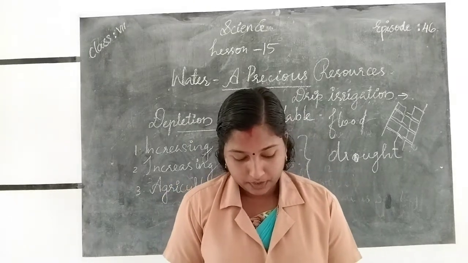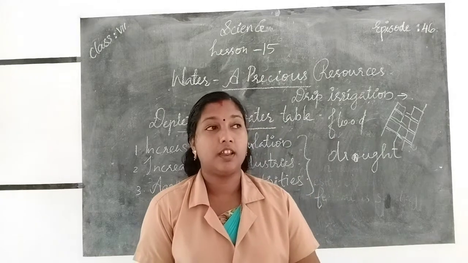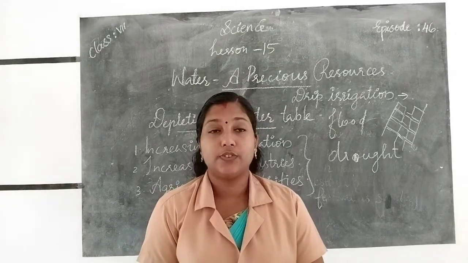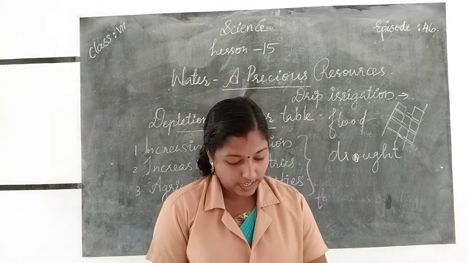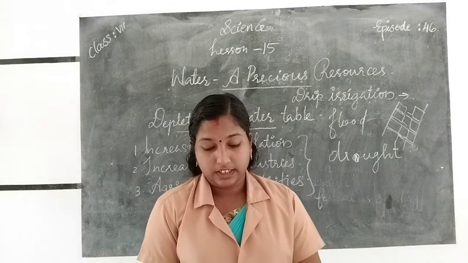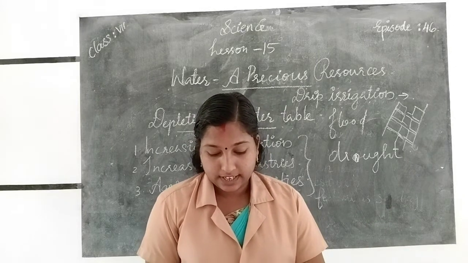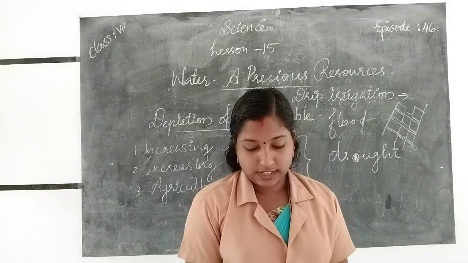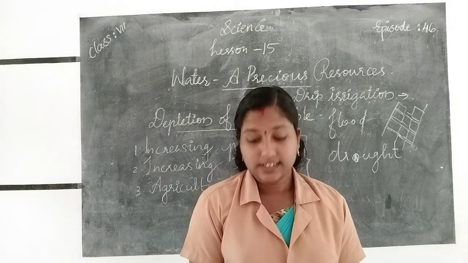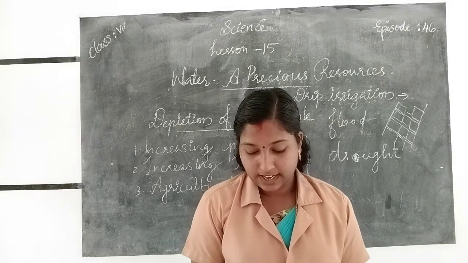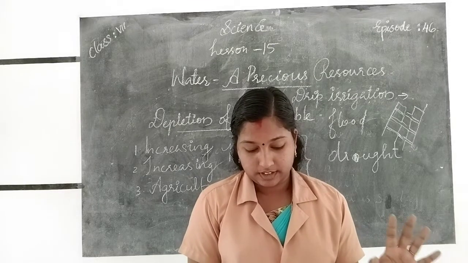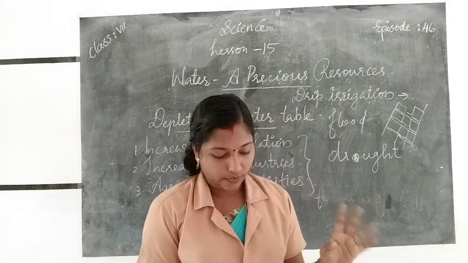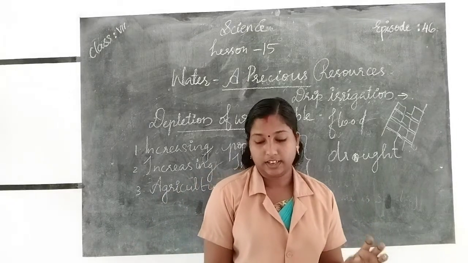Next we learn about depletion of the water table. What are the different reasons for the depletion of the water table? Increasing population, increasing industries, and increasing agricultural activities. These are the different reasons for the depletion of the water table.